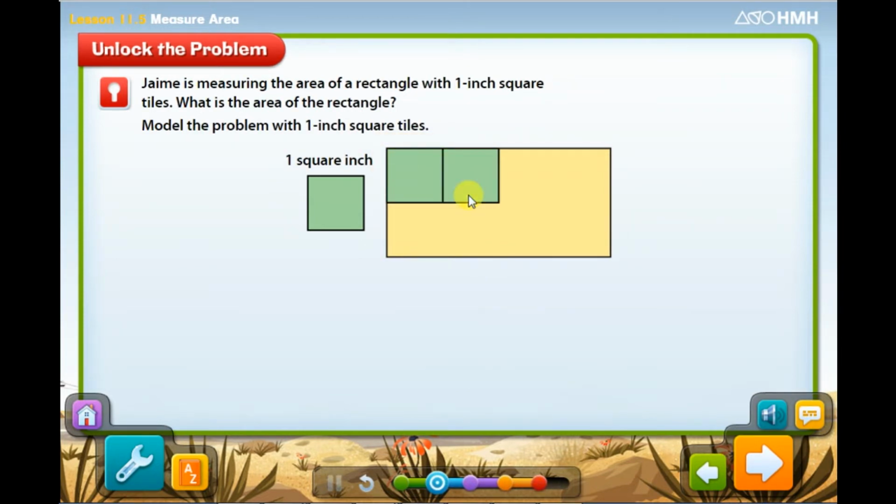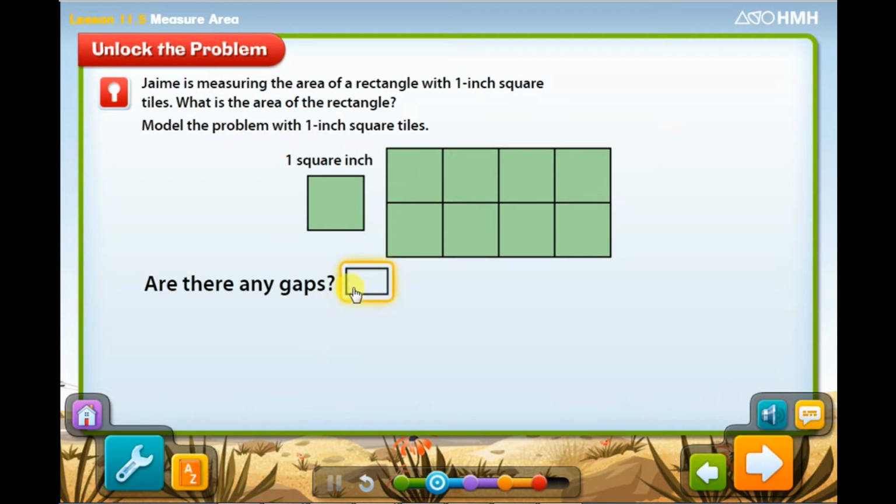1, 2, 3, 4, 5, 6, 7, 8. Are there any gaps in the tiles? No, absolutely not. There are no gaps in the tiles. None of the yellow rectangle is showing. Are there any overlaps in the tiles? No, there are no overlaps in the tiles. None of the tiles is covering up any part of the other tiles.